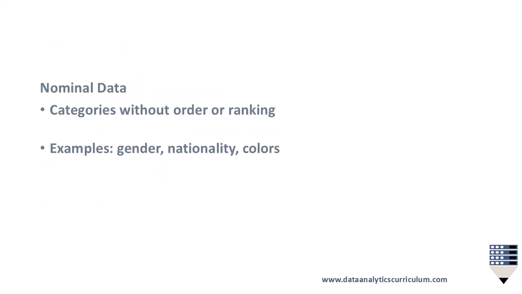Nominal data. The first subtype of qualitative data is nominal data. Nominal data consists of categories that have no specific order or ranking. Examples include gender, nationality, or color. In these cases, one category isn't greater or less than another, they're simply different.